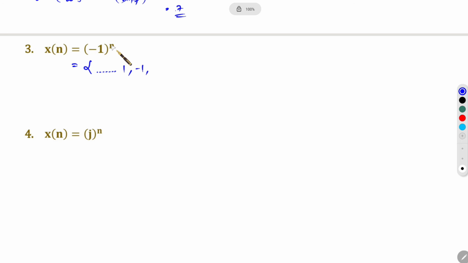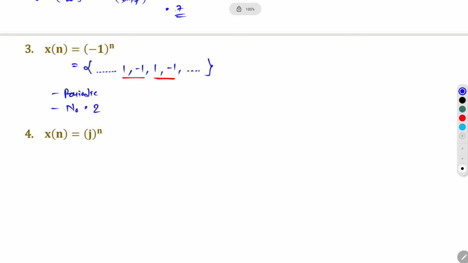If you consider n is equal to 2, then (-1) to the power 2 will be +1. So that is how this signal will be repeated over here, right? Now if you carefully observe, after every 2 samples, the signal is getting repeated. So here one can observe we have a periodic signal, and after every 2 samples, the signal is getting repeated, right?